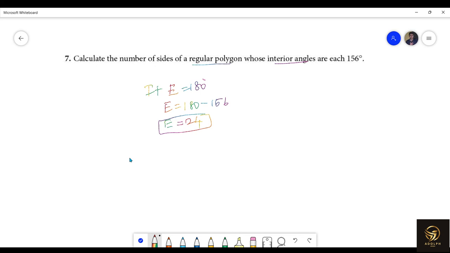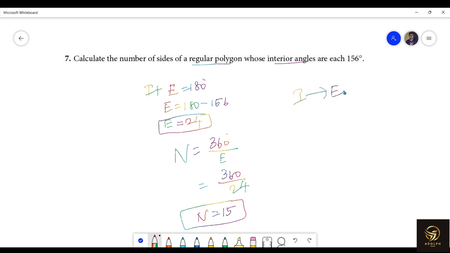So if we have the exterior angle as 24, then we can calculate the number of sides. The formula for the number of sides is 360 divided by the exterior angle. In this particular problem we do 360 divided by 24, and we get the number of sides as 15. So the polygon has 15 sides. That's it, it's simple. Only if you know the property, relate interior to exterior, and from exterior to the number of sides, you can get it.